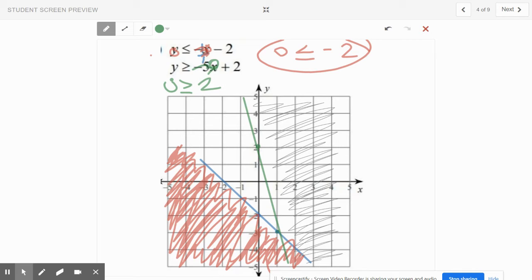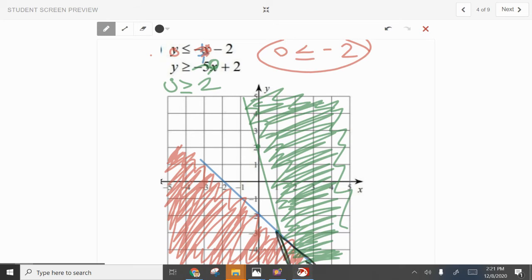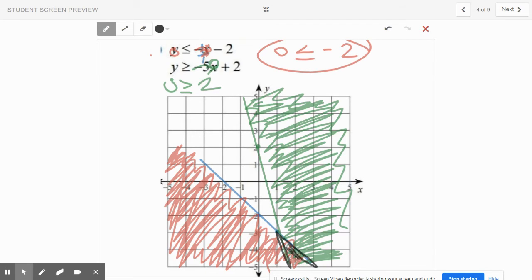Guys, this isn't always going to be the case. There are going to be times where the 0 does work, and you're going to see that in the next one. But if we shade all this, that's great. Where does it overlap? That's your exact answer. This little piece, this little chunk right here, that's the answer we're looking for. Okay?